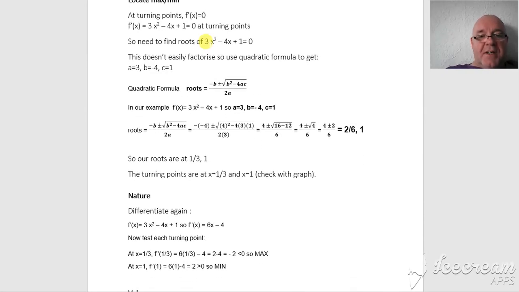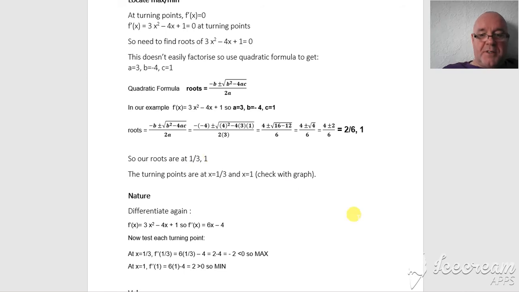So you need to find where that is 0 for the turning points. In other words, to find the root of that. Again, it's a quadratic equation. So I've just plugged it into the quadratic formula: a is 3, b is negative 4, and c is 1. Put those values in, and it turns out that the roots are 2/6, and I hope you all know that's a third, and 1. So the two roots are 1/3 and 1.